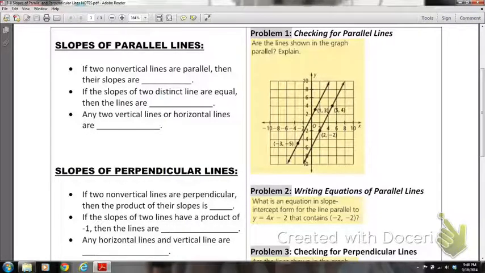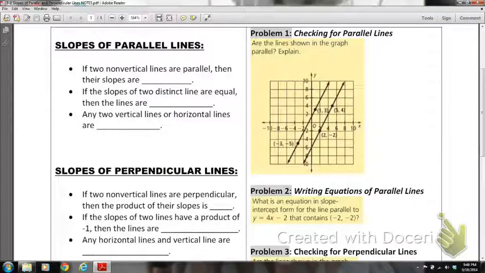In this unit, we've been learning about parallel and perpendicular lines, and in this lesson, we're going to learn about the slopes of parallel and perpendicular lines. The objective is to relate slope to parallel and perpendicular lines. Look on the left side of your page.